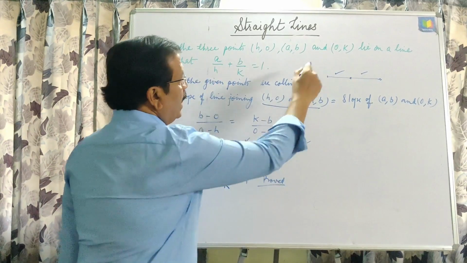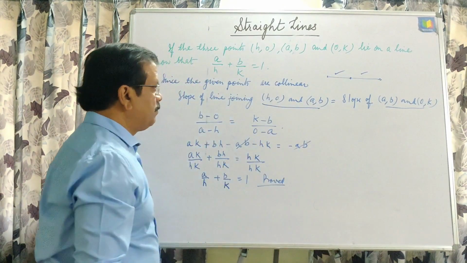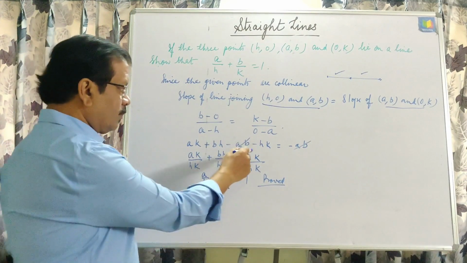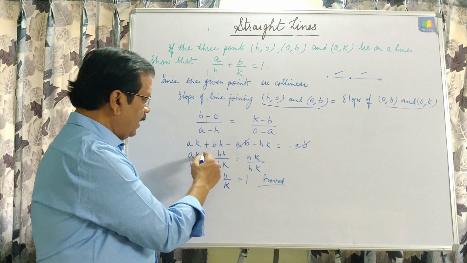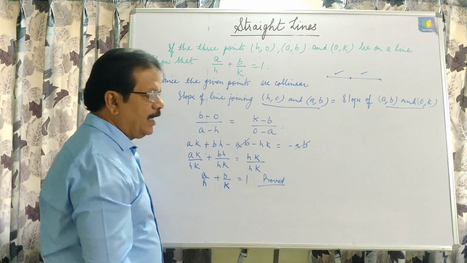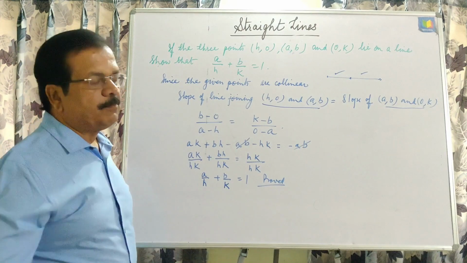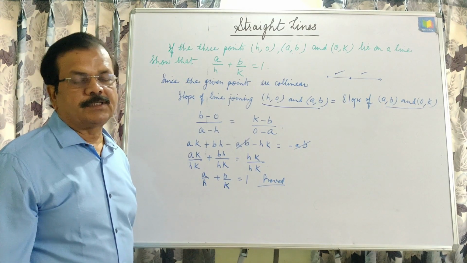For the other 2 points, the slope will be k minus b upon 0 minus a. Then cross multiply and divide both sides by hk, we get a upon h plus b upon k is equal to 1, and this is what we have to prove. This is a very important question. Now next question.